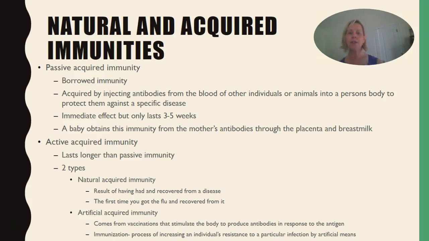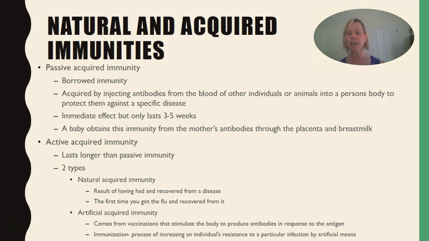Active acquired immunity is going to last longer than passive immunity, and a reason is because there are memory cells. The two types of active acquired immunity are naturally acquired immunity, and that would be if you have been exposed to a pathogen and then you get, let's say, the flu, and then you recover from it, you're going to have memory cells, you're going to have antibodies in your blood, you're going to be able to respond to that same threat if it comes into your body again.